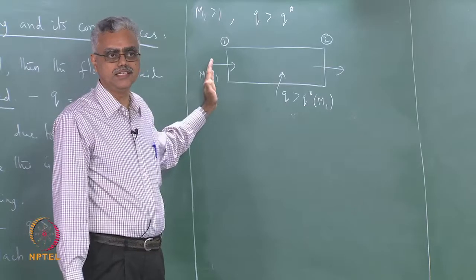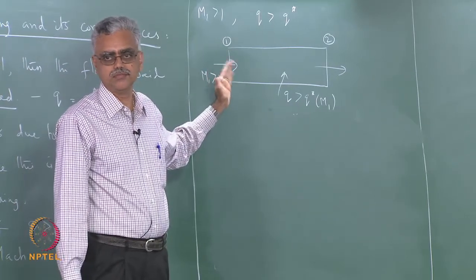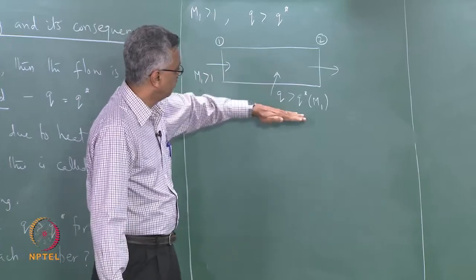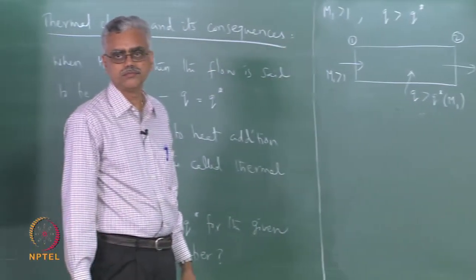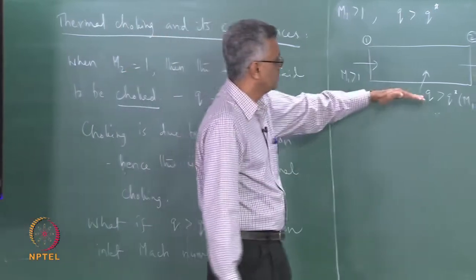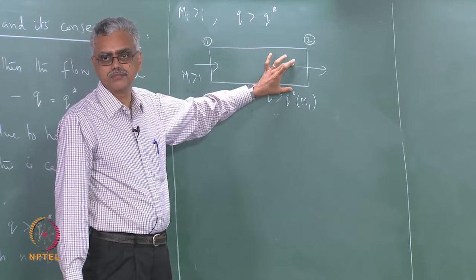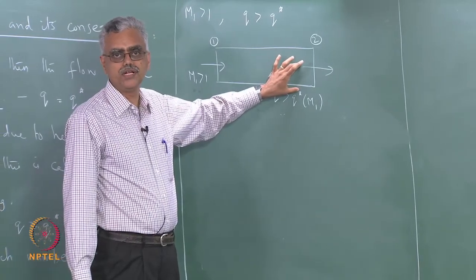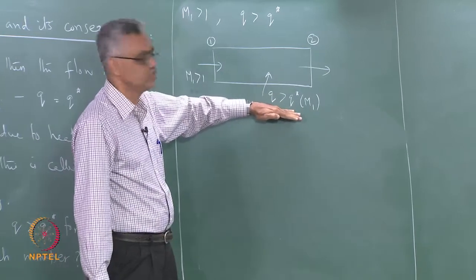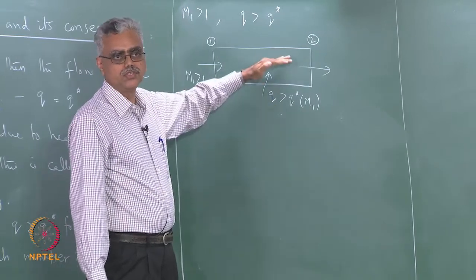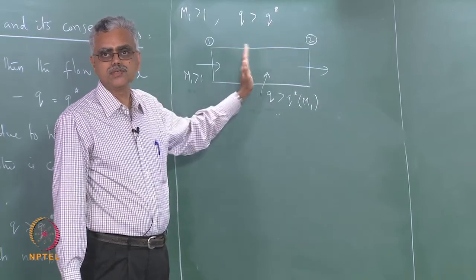In this case, there is no option of going back and changing the inlet conditions. The information cannot propagate upstream. Depending upon how much Q is greater than Q star, we try to add too much heat, and remember the pressure keeps increasing. In a supersonic flow with the addition of heat, the pressure keeps increasing. So, eventually what will happen is a normal shock is triggered somewhere inside the duct.